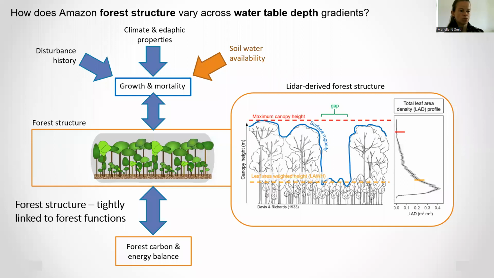So here in this talk we're going to explore how Amazon forest structure varies across water table depth gradients. And we're going to look both at spatial and seasonal patterns of forest structure. Forest structure is the physical manifestation of tree demographic processes and is mechanistically linked to key ecosystem functions. Therefore, understanding spatial and temporal patterns and drivers of forest structural variation may provide insights into mechanisms of forest responses to climatic changes.